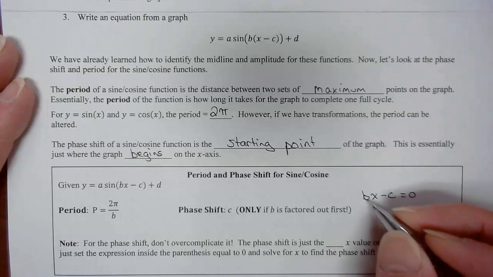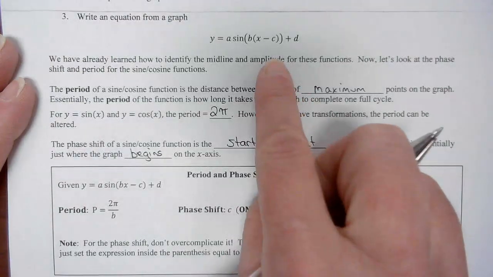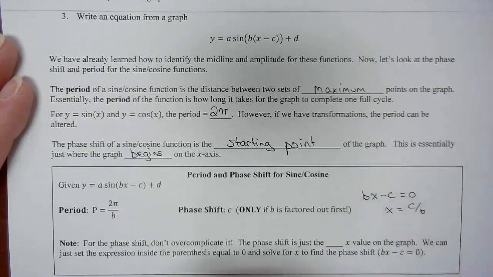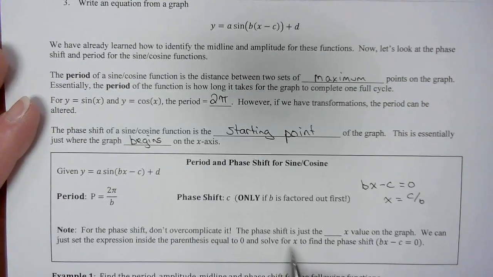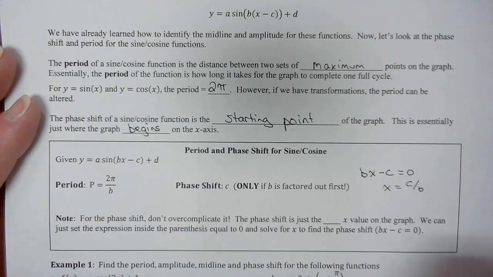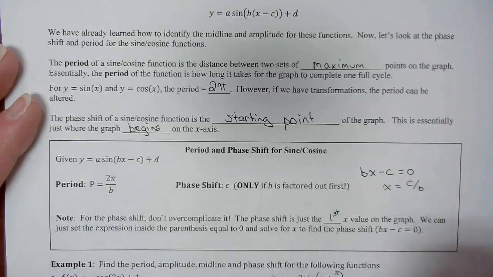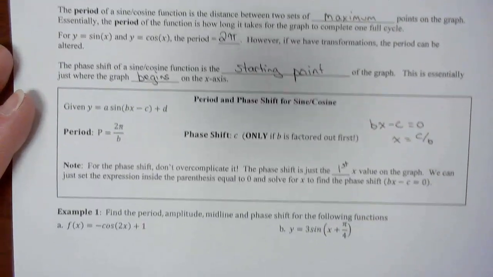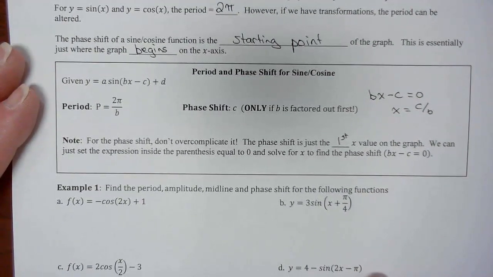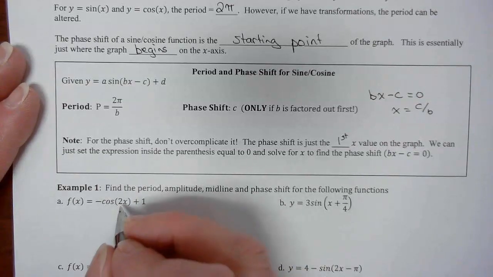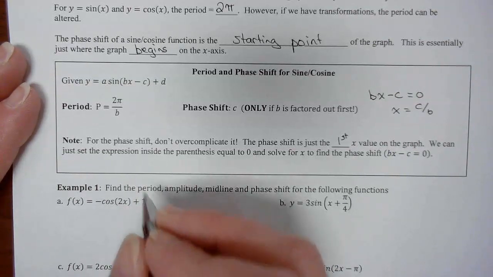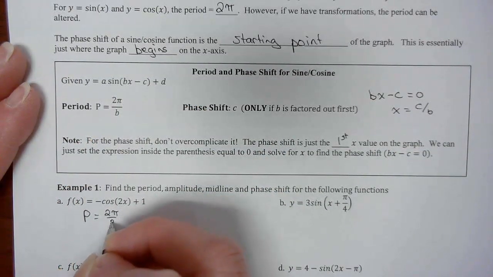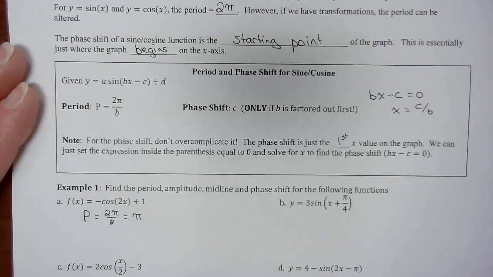So the phase shift, if the b is not factored out like it is up here, would be c divided by b. Now, don't overcomplicate it. The phase shift is just the first x value on the graph, and we can just set whatever is in the parentheses equal to 0 and solve it. So the period, amplitude, midline, and phase shift. So the period, anything multiplied by x on the inside is going to affect the period. So the period would be 2 pi divided by 2, or pi.